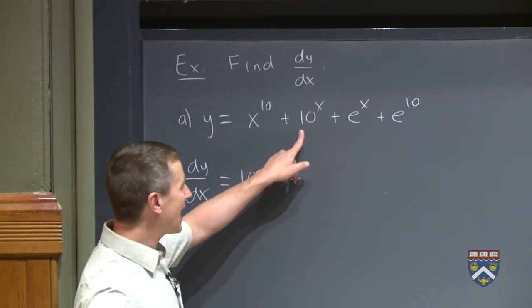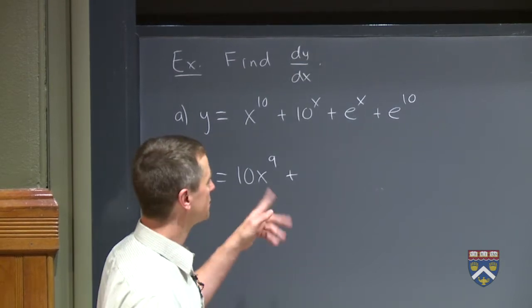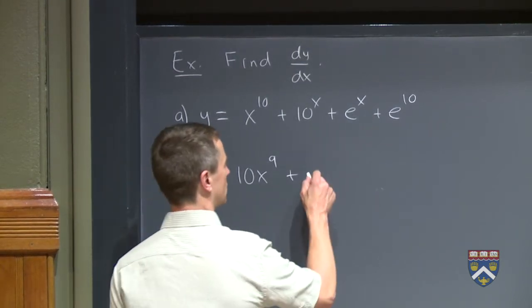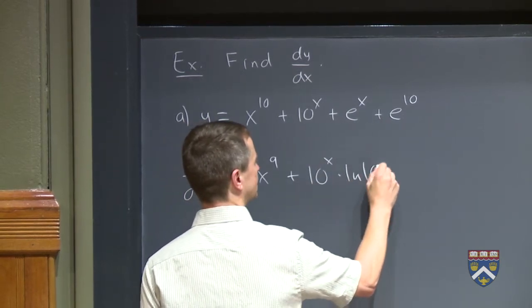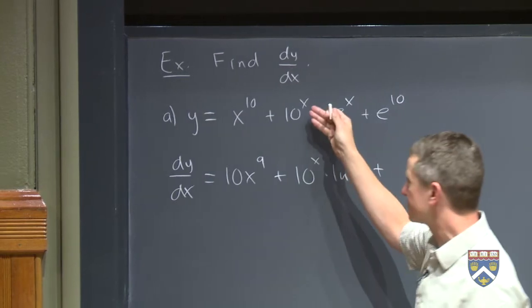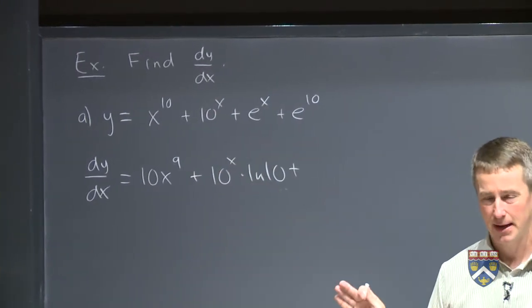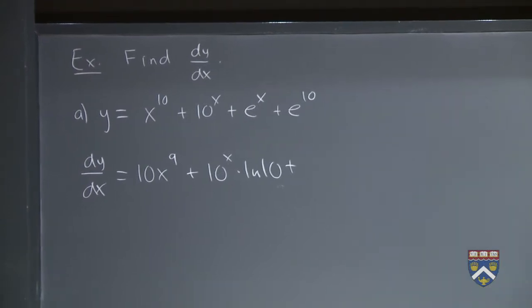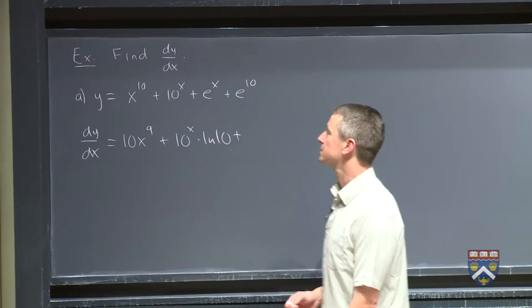Now when we go to 10 to the x, we see the variable is in the exponent. That fits our definition of an exponential function. So now we use our new exponential rule, which says the derivative of 10 to the x is 10 to the x ln 10. So don't be tempted to try to apply the power rule to this and somehow bring the x down and make it to the x minus 1. The power rule doesn't work for that. Power rule works when you have x raised to a number. This is an exponential function.